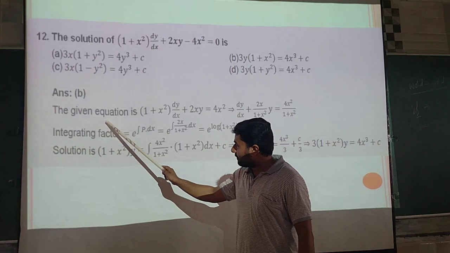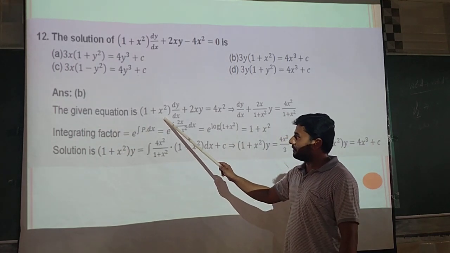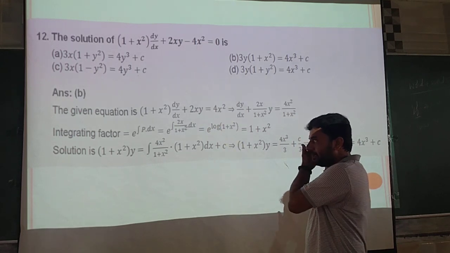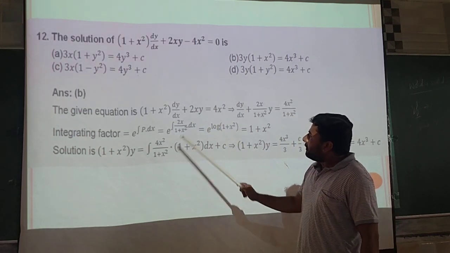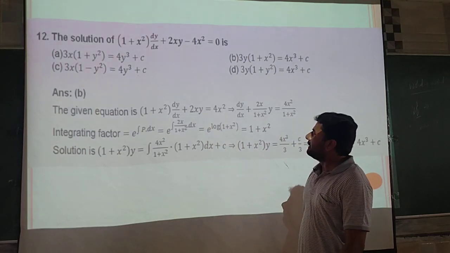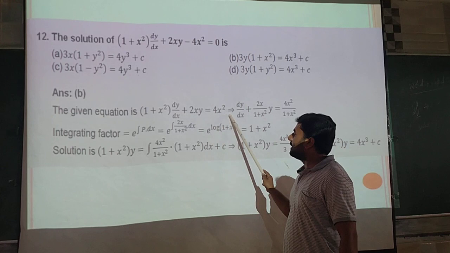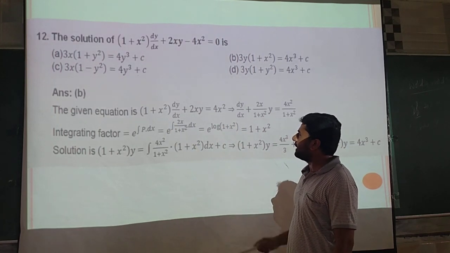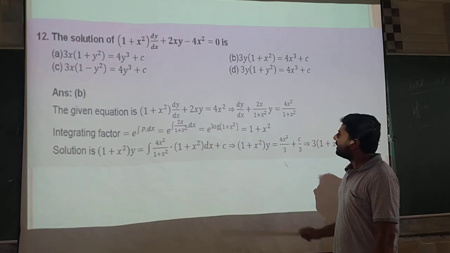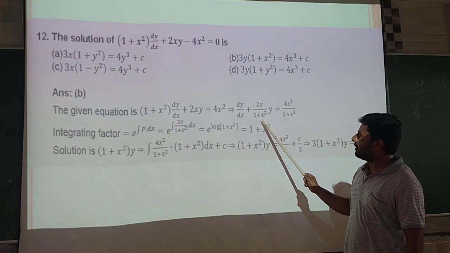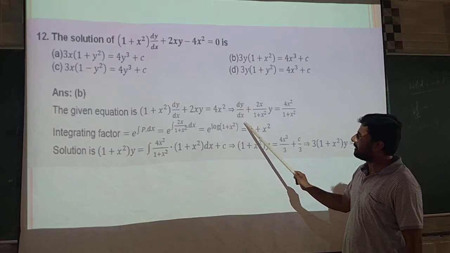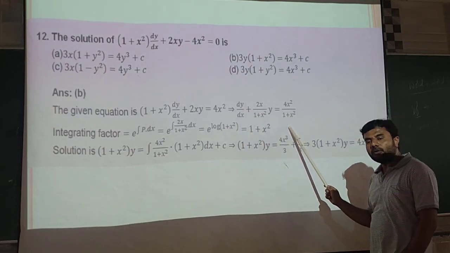Here the given differential equation is 1 plus x square into dy by dx plus 2xy is equal to 4x square, which is of the form dy by dx plus p into y is equal to q. Then we divide throughout the equation by 1 plus x square. This implies dy by dx plus 2x divided by 1 plus x square into y is equal to 4x square divided by 1 plus x square, which is dy by dx plus p into y is equal to q form.